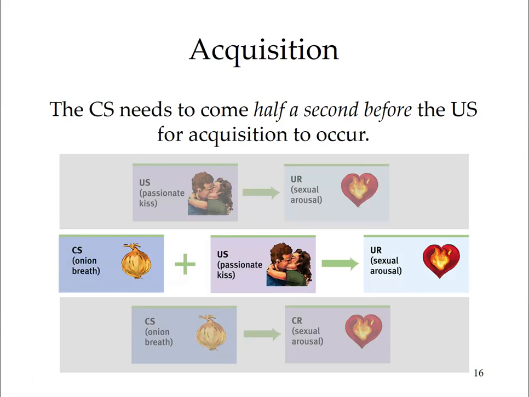Now, we're going to summarize the process of extinction, spontaneous recovery, and generalization and discrimination. In this example, the conditioned stimulus needs to come half a second before the unconditioned stimulus for acquisition. The author of our book had an interesting experience when he was a young man where he would have a passionate kiss with this girl. And this would, of course, as you would expect, lead to an unconditioned response of sexual arousal. But this girl that he was dating had a desire to eat a lot of foods that had onions, and so she had onion breath.